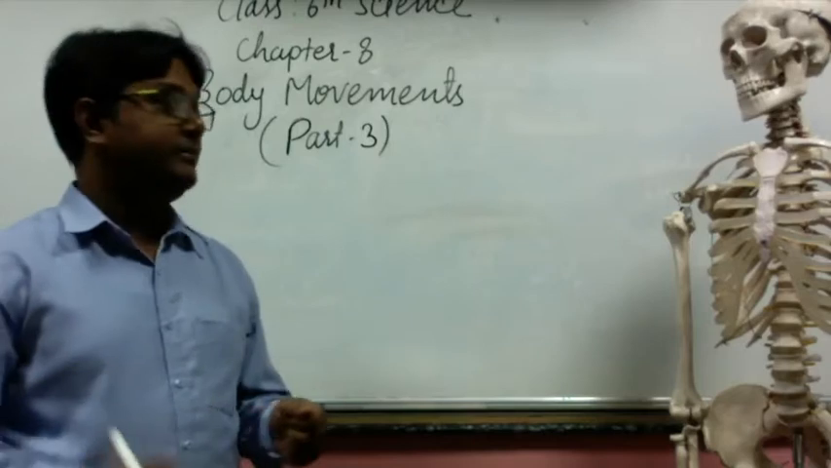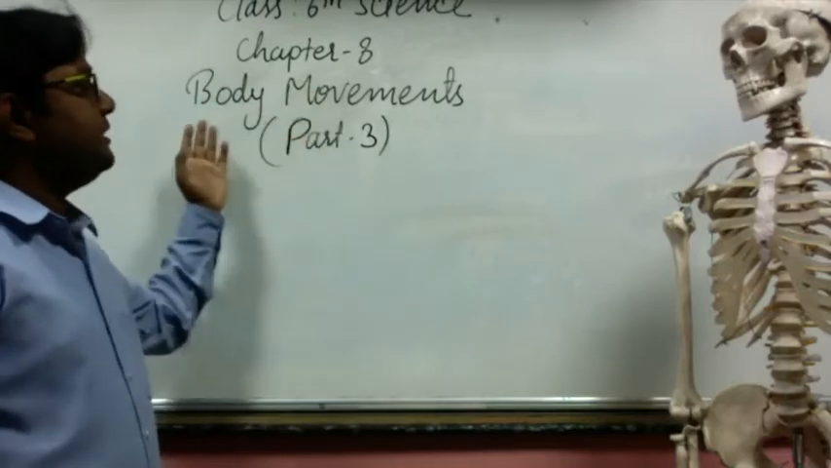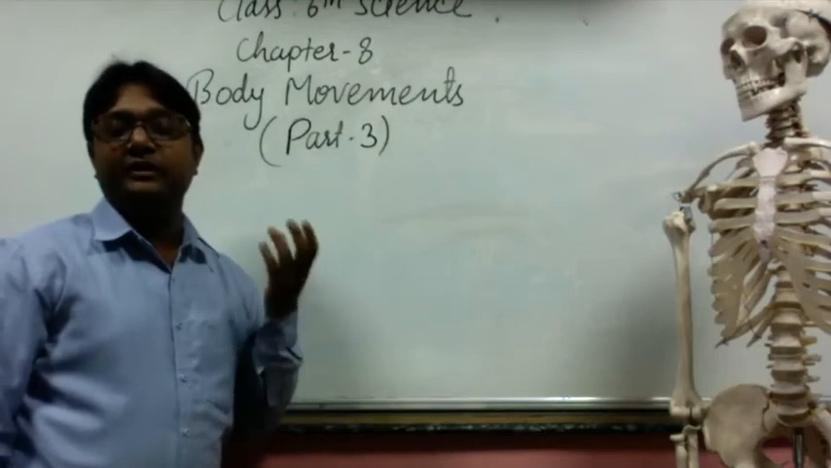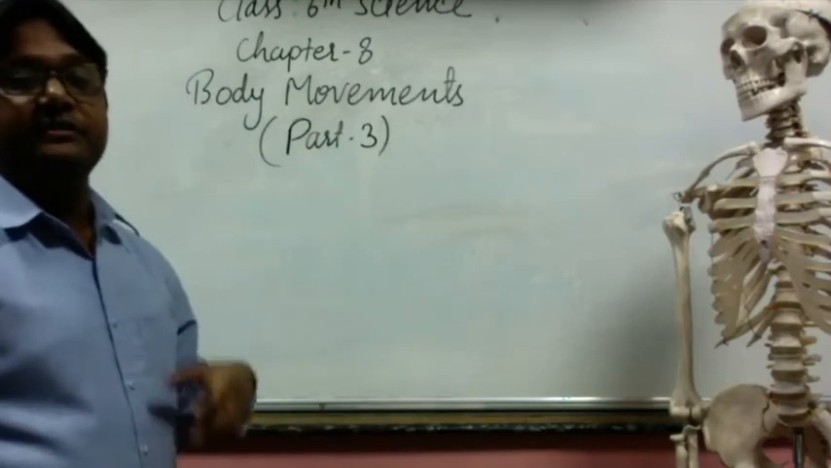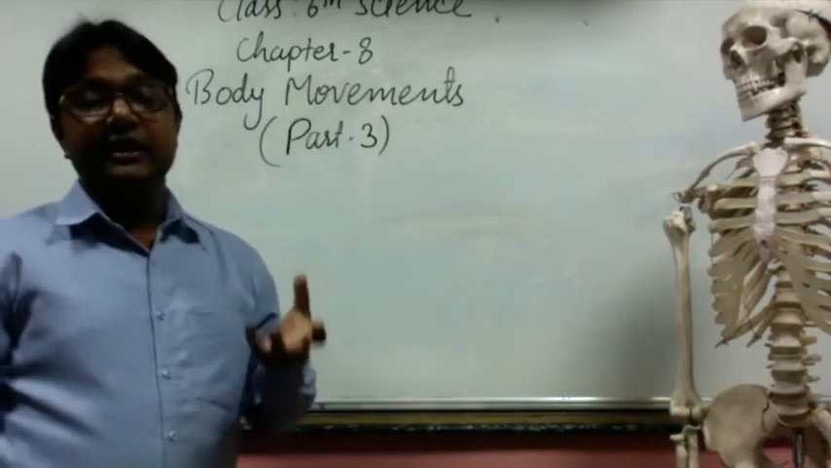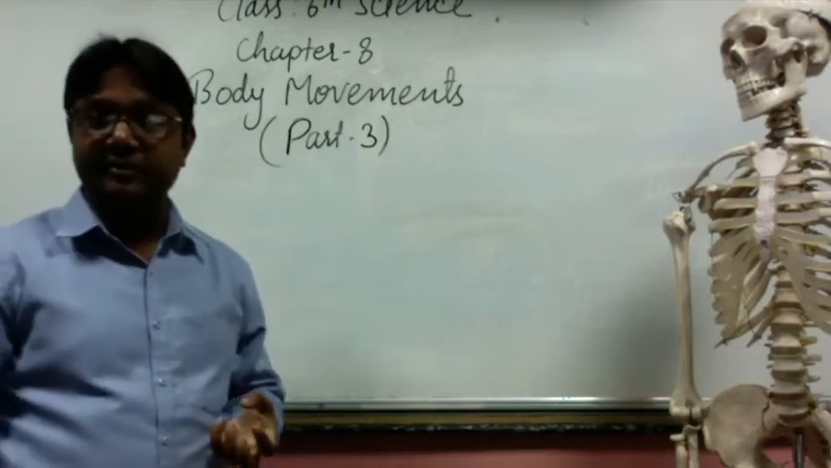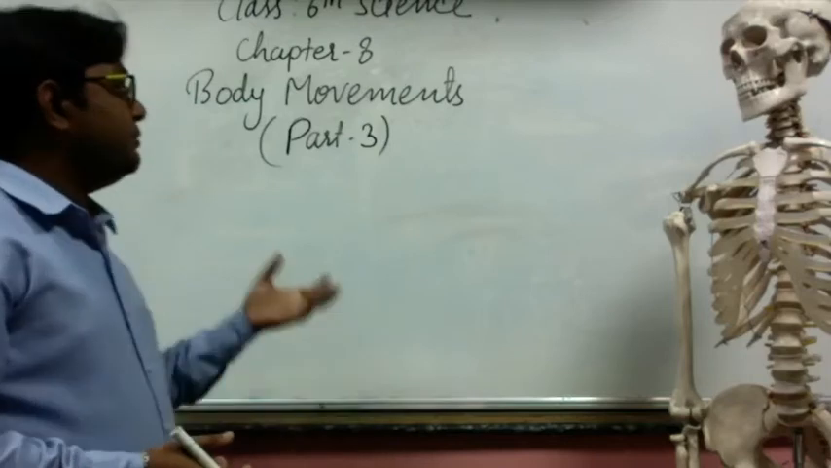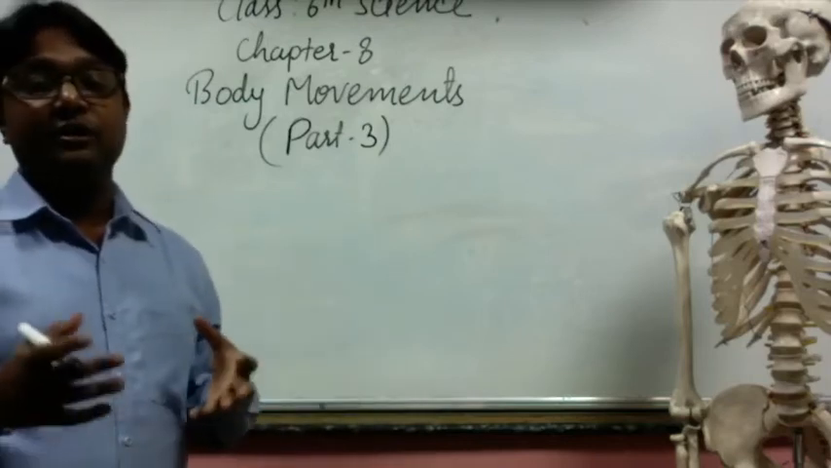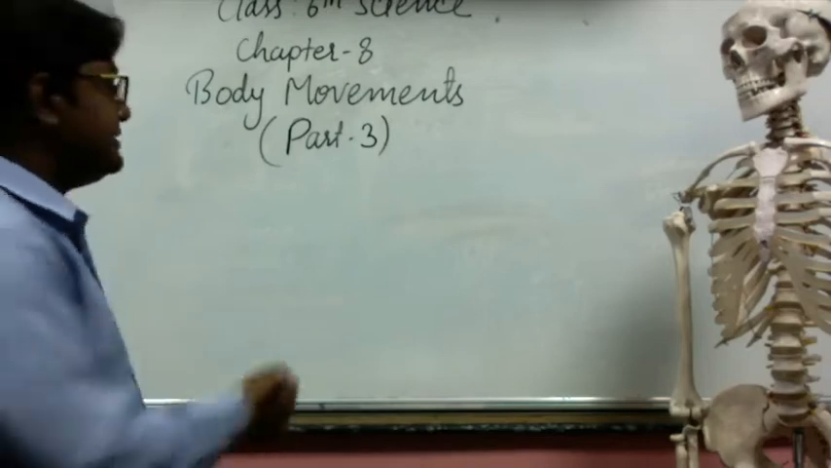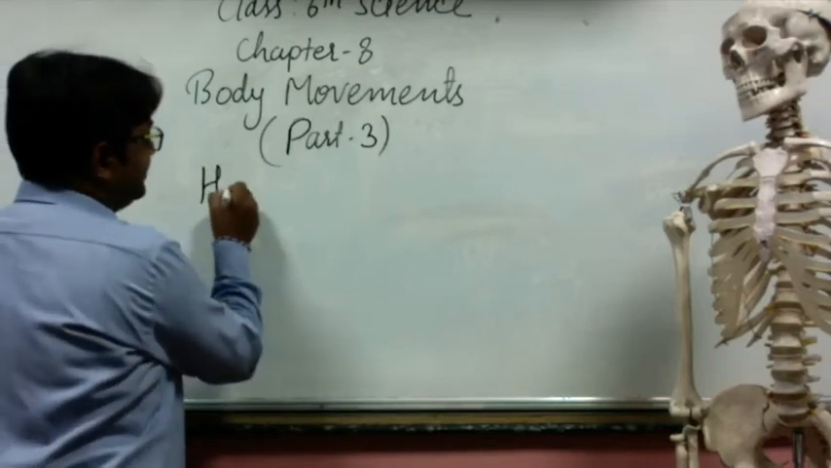Today we are going to learn about chapter 8, body movement, part 3. In the previous part we discussed the introduction of the chapter, and how the skeletal system is made up, what it is made of. Now today we are going to learn about the human skeletal system and its parts.